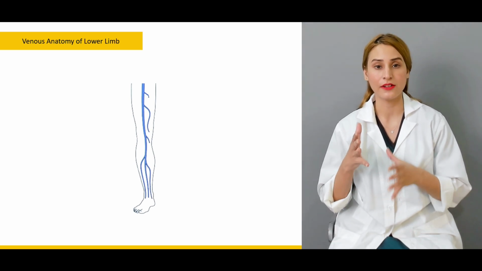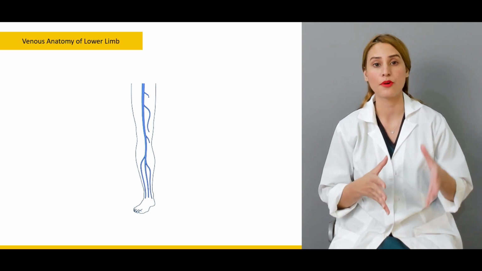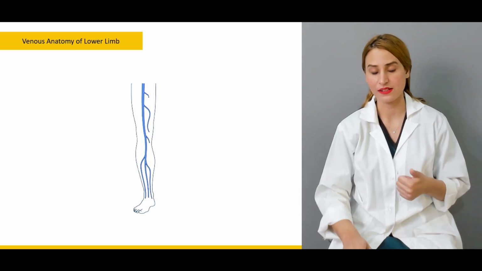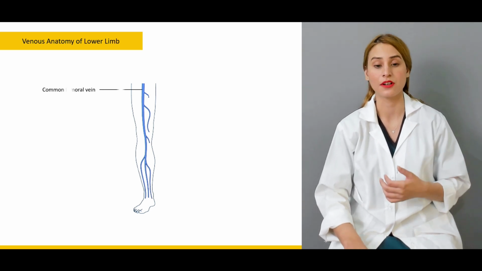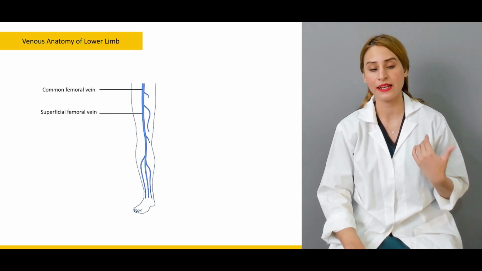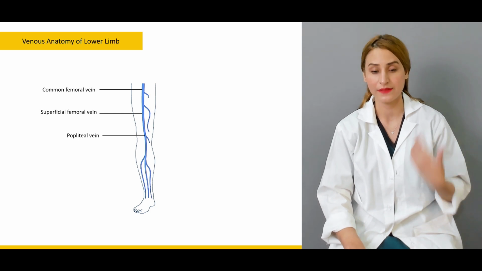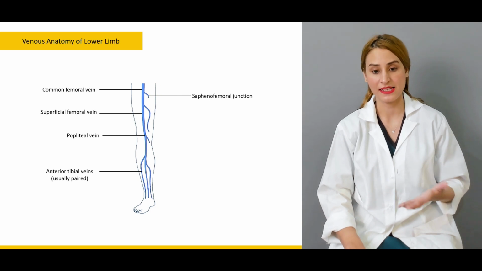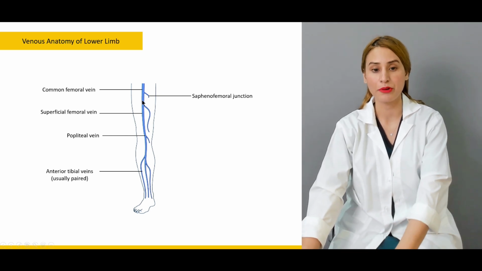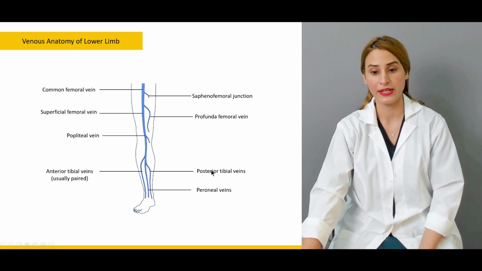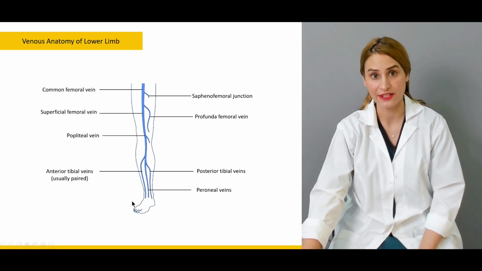So the venous system of the lower limb comprises the superficial venous network and the deep venous network of the lower limb. In case of the deep veins, we have the common femoral vein, the superficial femoral vein, the popliteal vein, and then the anterior tibial veins. Starting from here, you can appreciate in this diagram that this is the venous anatomy. You can see here the peroneal vein, posterior tibial veins, and the anterior tibial veins.